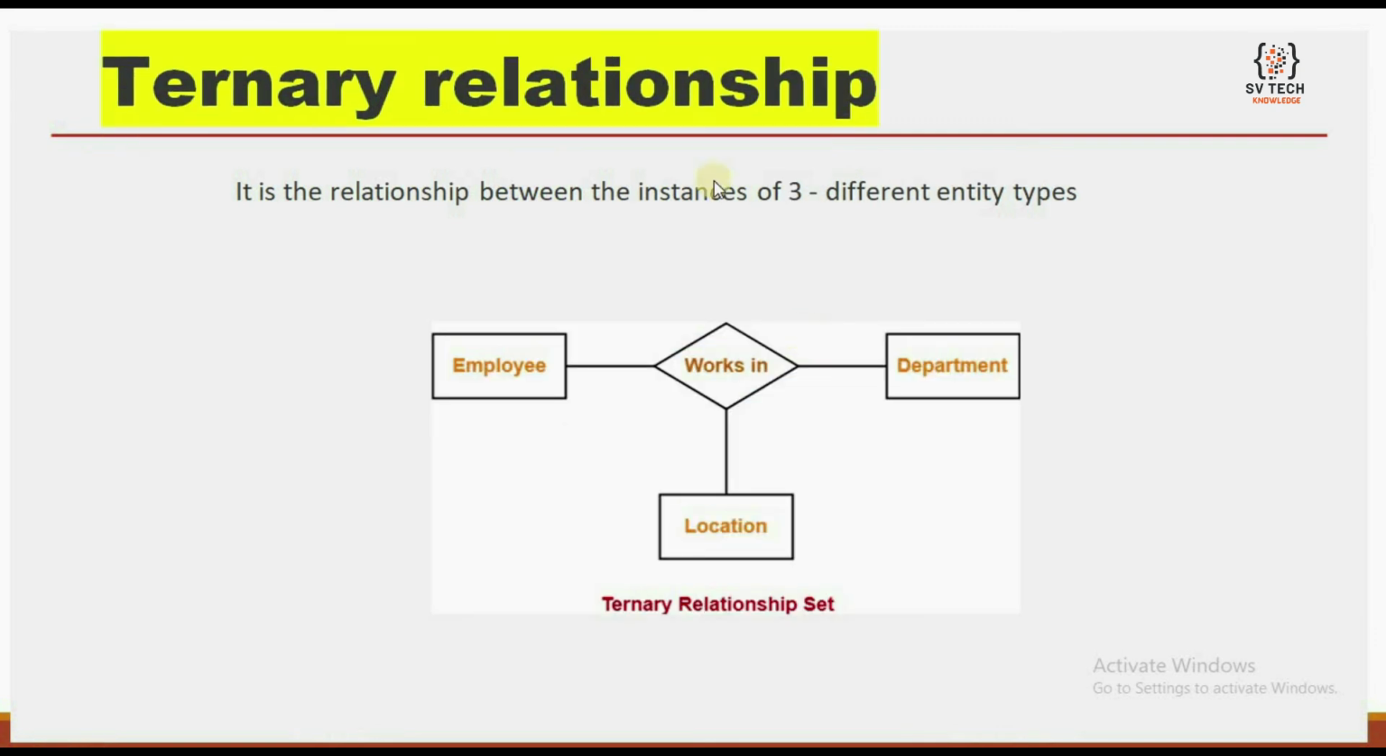Ternary relationship: it is the relationship between the instances of three different entity types. Suppose works in is a relationship. In that, the department, the location and the employee, these three different entities participate, which is known as a ternary relationship.